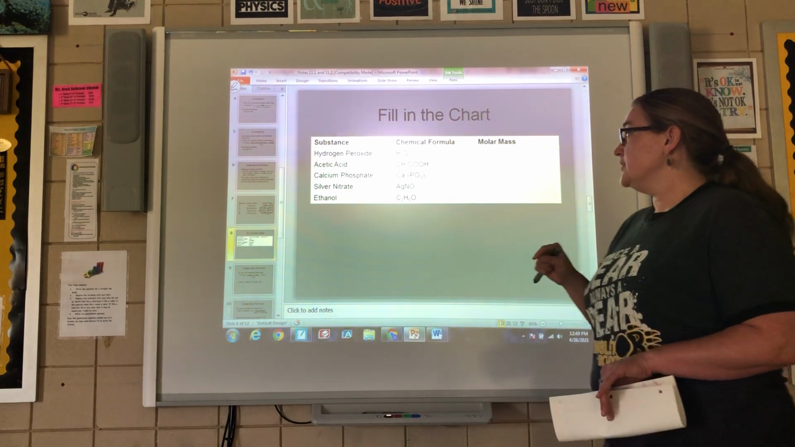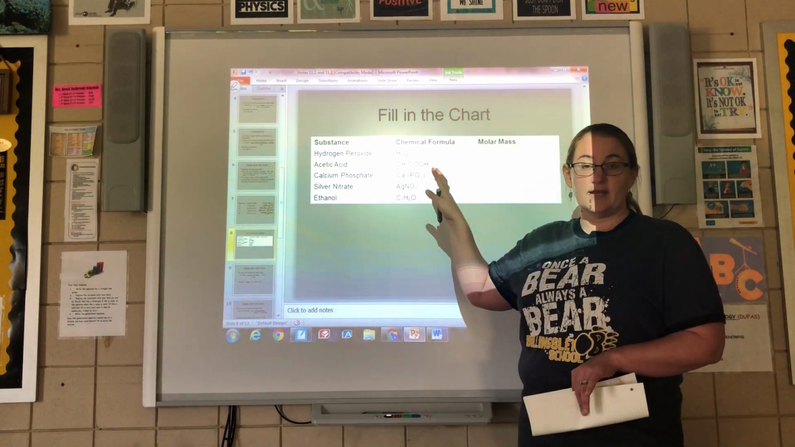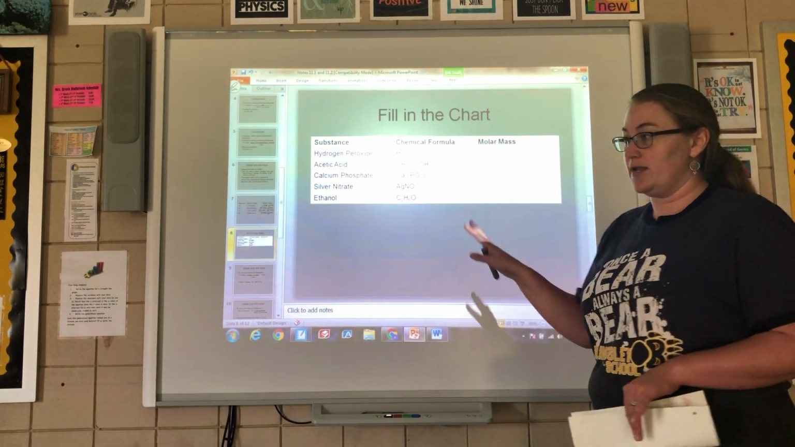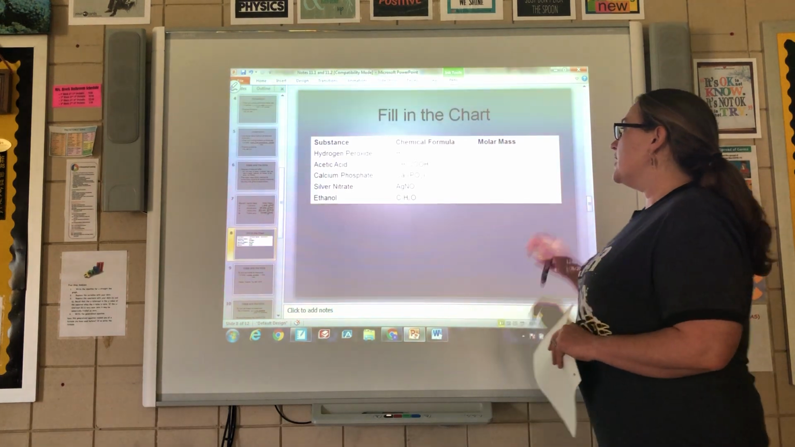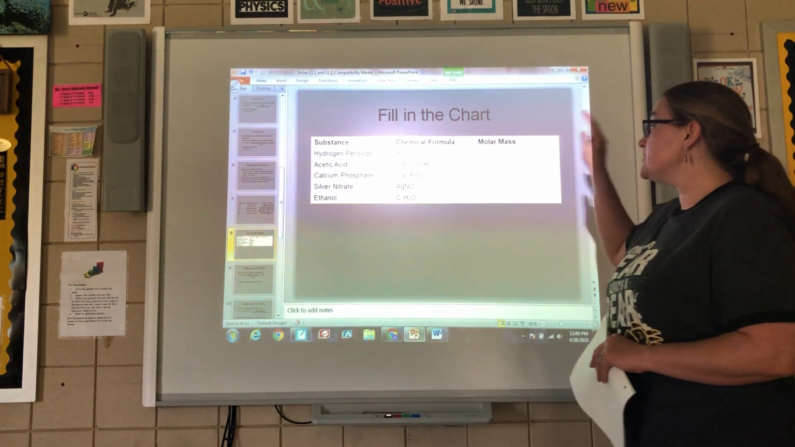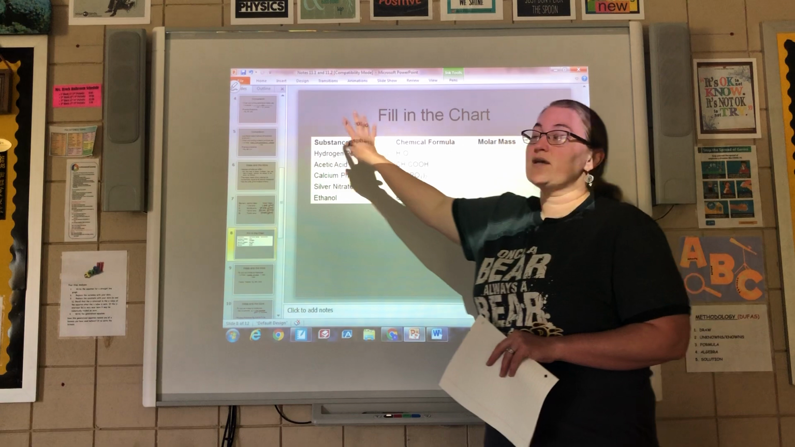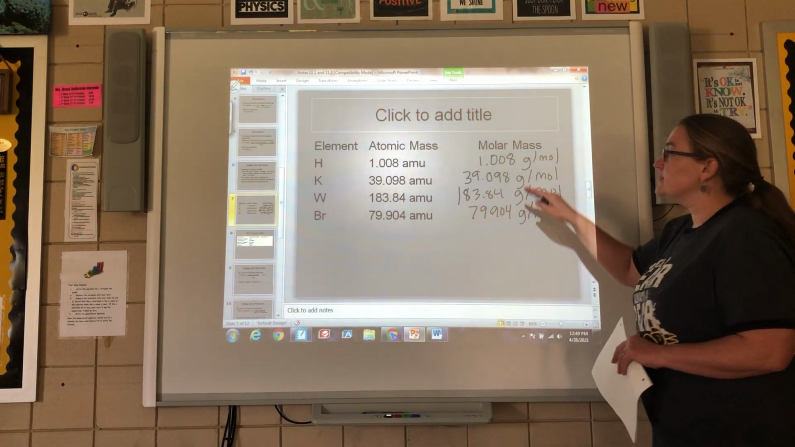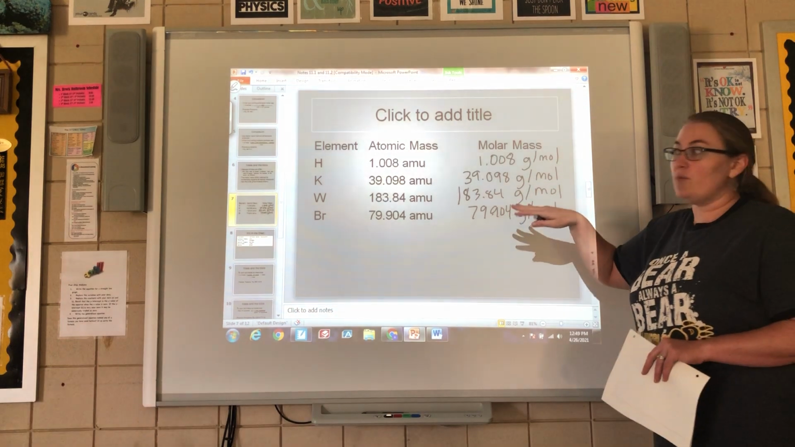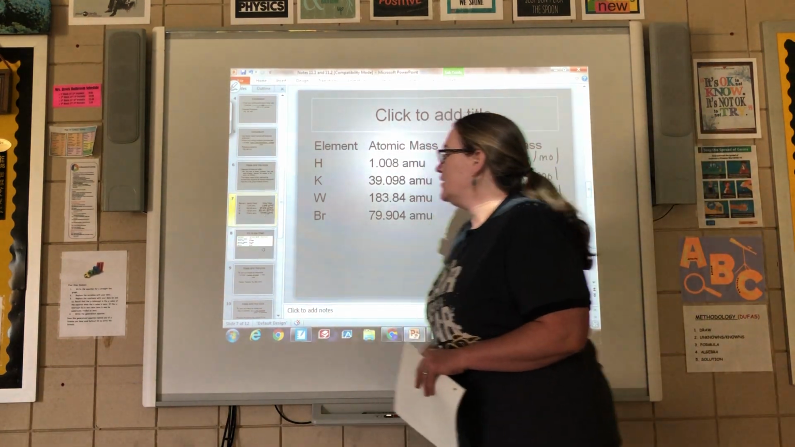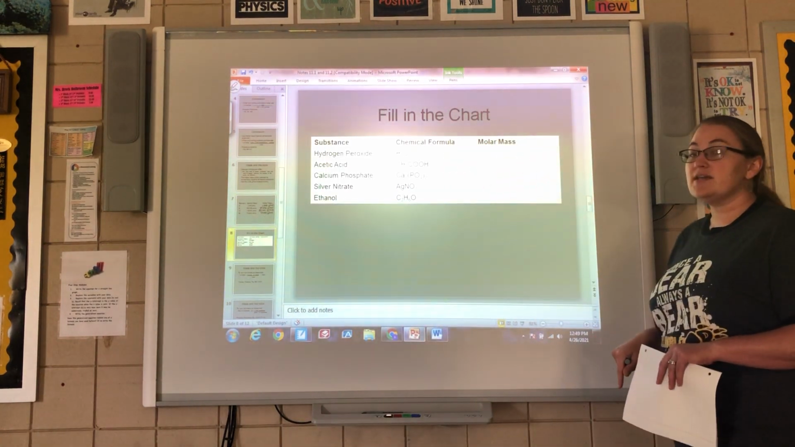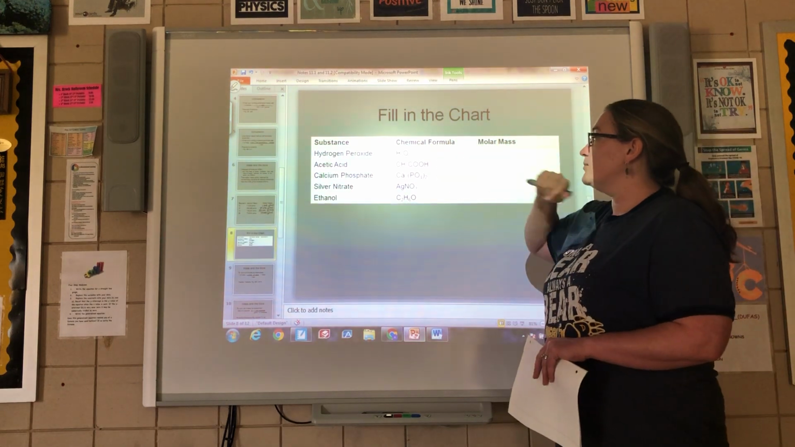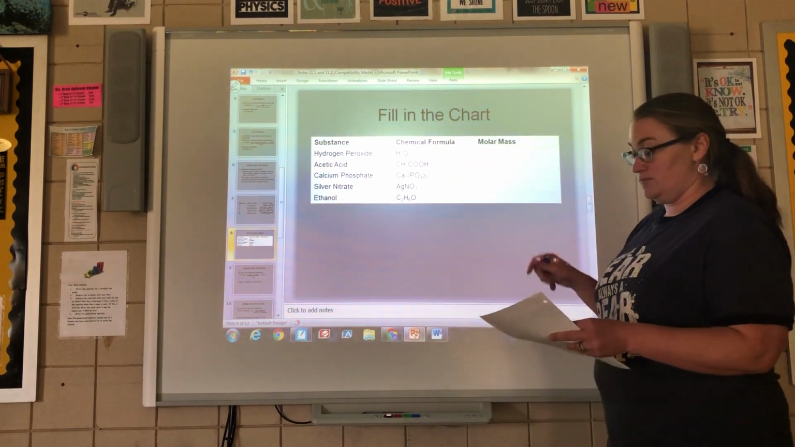All right, so you should have this copied by now, whether you had to pause or you already had it copied from before. We want to figure out what is the molar mass of these compounds. You saw here how to find the molar mass of separate elements, but what about when we get them in a compound? So let's start with hydrogen peroxide, H2O2.